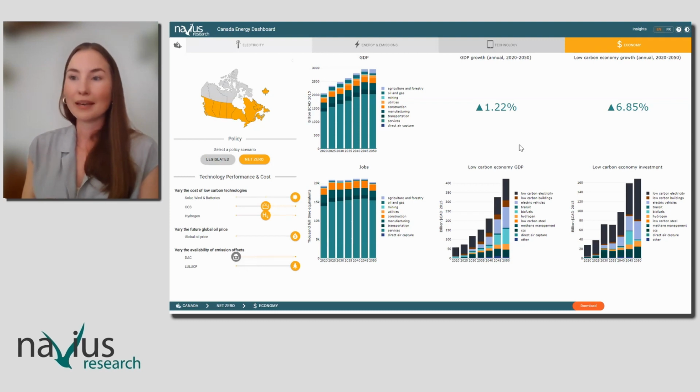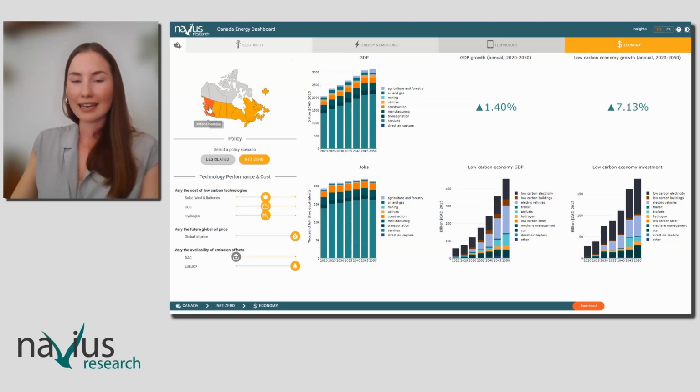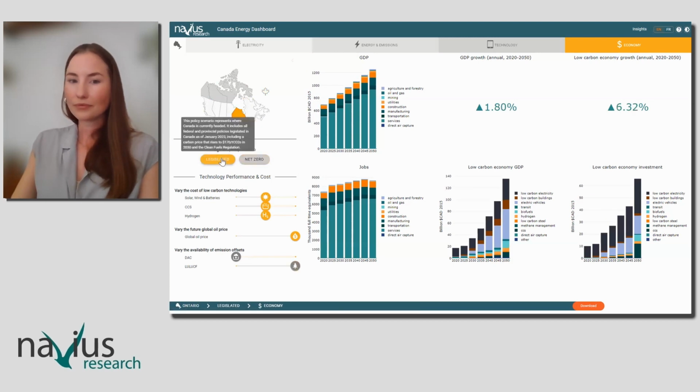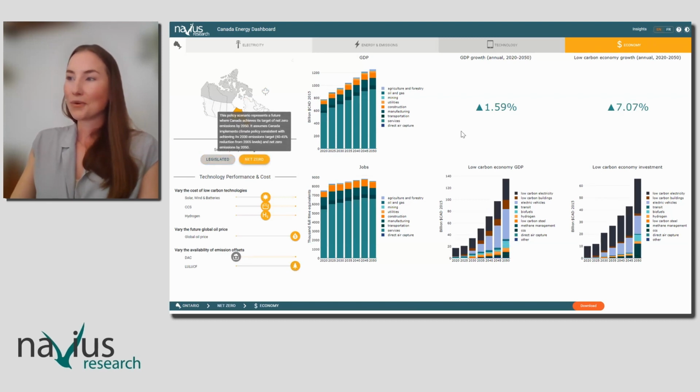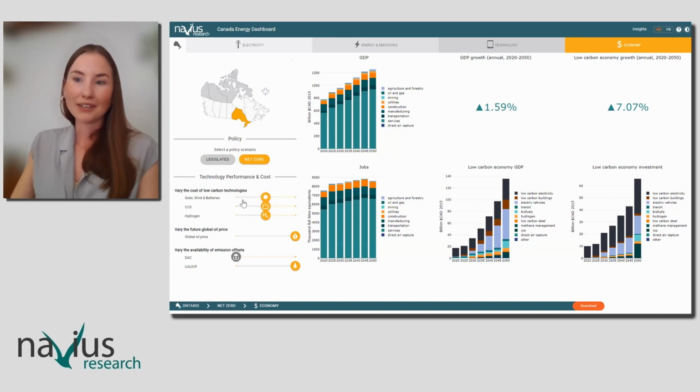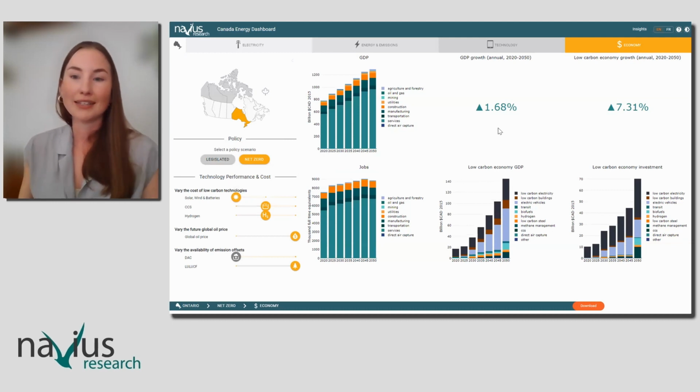And we can look at the economic impacts in a particular region as well by selecting the region in the map on the left here. So in Ontario, for example, Ontario's economy grows at an average rate of 2% per year out to 2050 under legislated policy, and 1.6% per year in the net zero scenario. And again, if we look at a scenario with low solar, wind, and battery costs, Ontario's economy grows at a slightly greater rate of 1.7% per year while achieving net zero emissions.